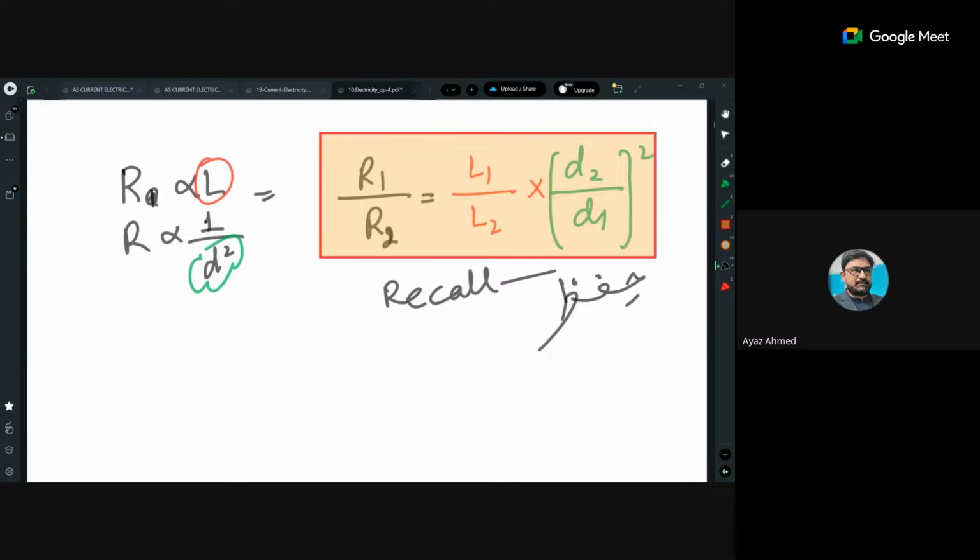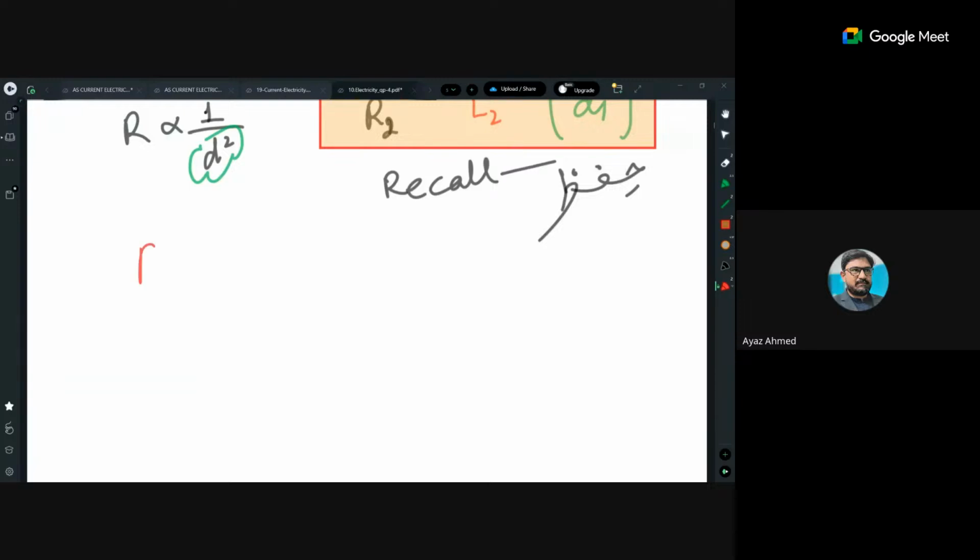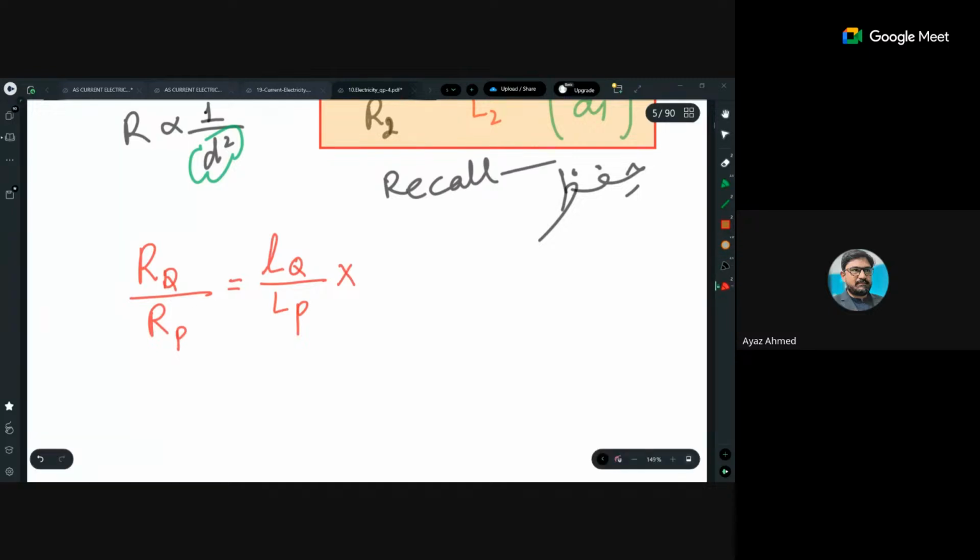Is this clear to all? Yes, sir. Now apply that formula in this one. You need R of Q and you have been given R of P. That is equal to what? L Q divided by L P. Yes, very good. And then what about diameters? Diameters are inversely proportional, so diameter of P would be written at the top and diameter of Q at the bottom. Just take the square on both sides, top and bottom.